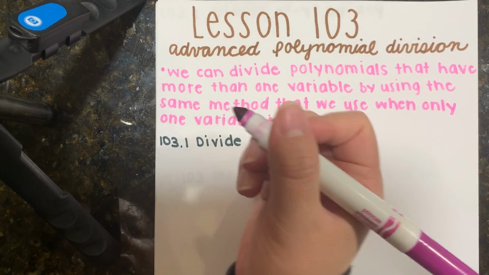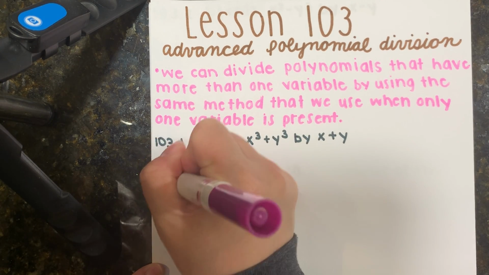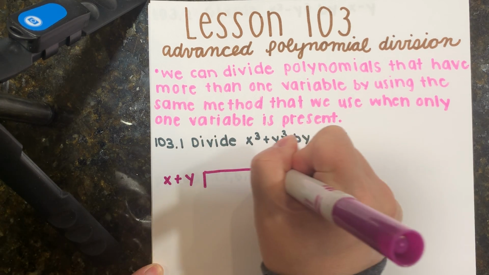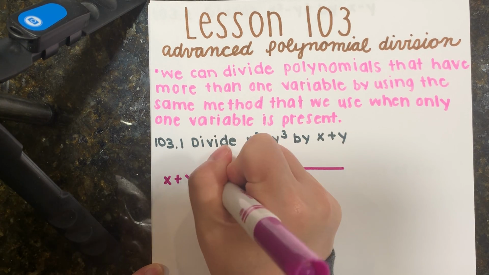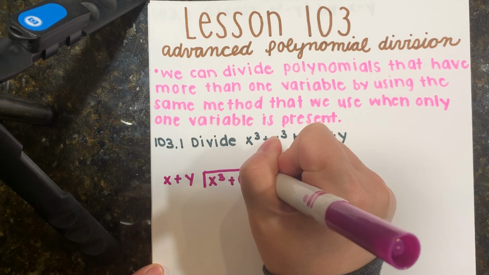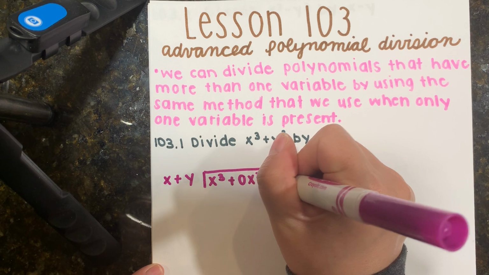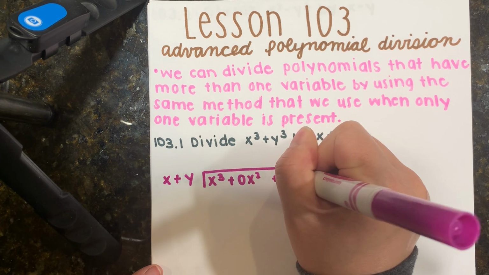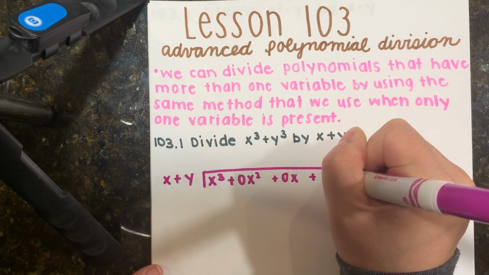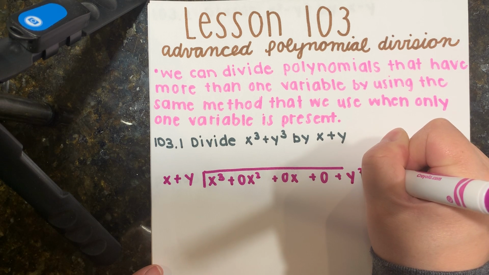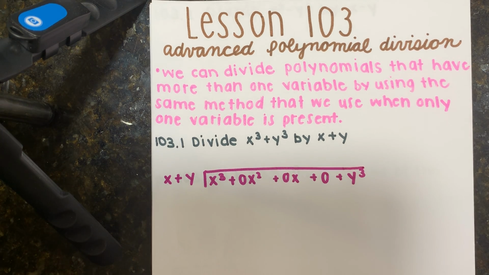So for this one, we're going to have x plus y on the outside. And on the inside, I have x to the third, but then I'm going to have 0x squared, and then I'm going to have 0x, and then at the end, you can plug in your y cubed. Okay, so don't forget all of your variables there.